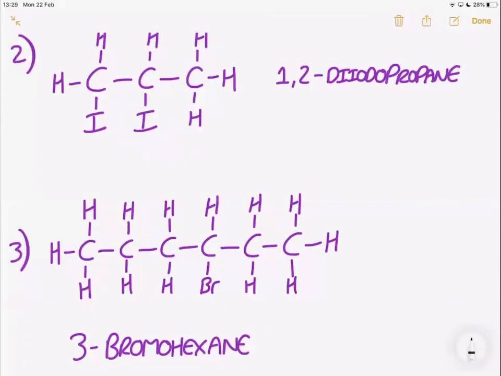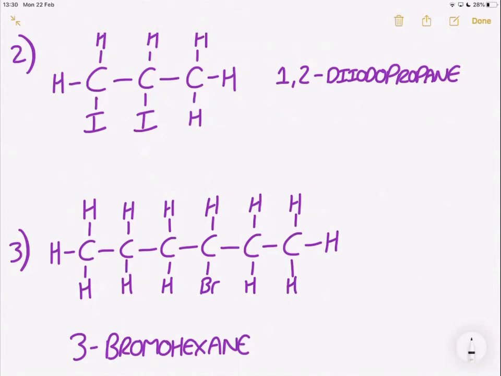Here we have 3-bromohexane. Notice, as usual, I've put it on the right-hand side of where the double bond was, but it's still 3-bromohexane. Even though from left to right you're counting 4 carbons along, from right to left you're counting 3 carbons along. And in this case, because bromine's the only substituent, the only thing attached to the hydrocarbon chain, you're going to count from the end that gives you the lowest number, because that's the rule about how we name organic molecules. So 3-bromohexane.